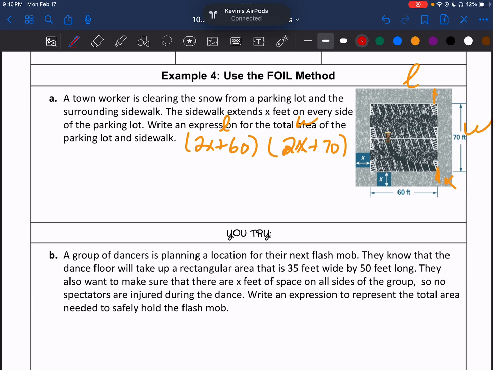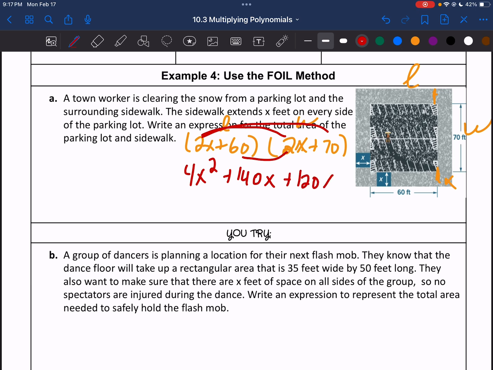We're going to do 2x times 2x, which is 4x squared, 2x times 70, which is plus 140x. We have 2x times 60, which is 120x, and 60 times 70 is 4,200. All right. Combine like terms in the middle here, 140x and 120x. We have 4x squared plus 260x plus 4,200.